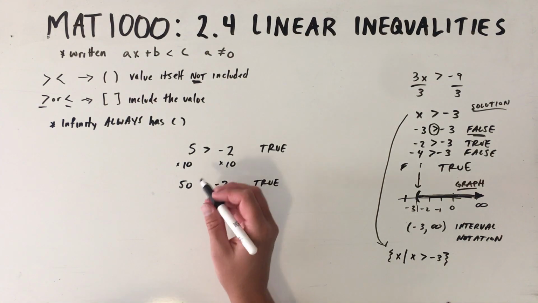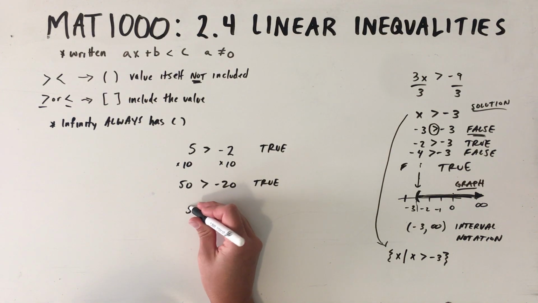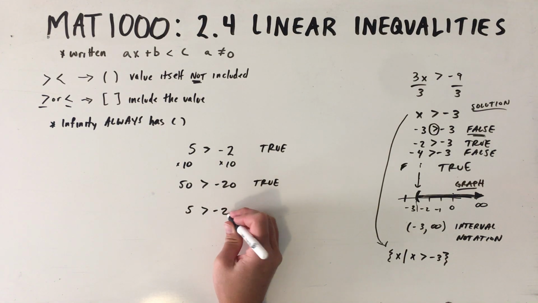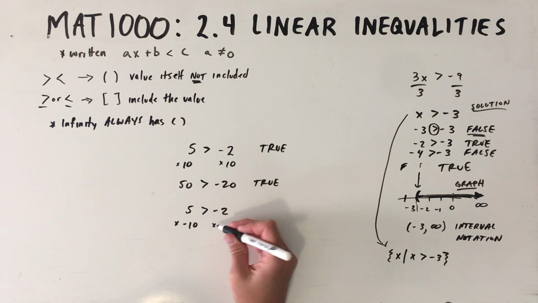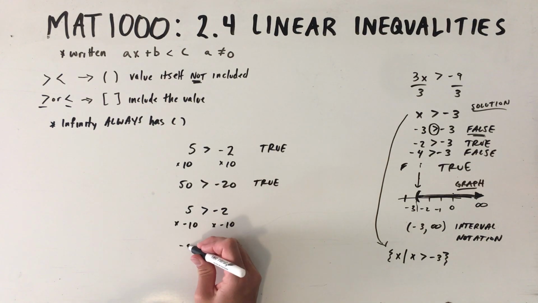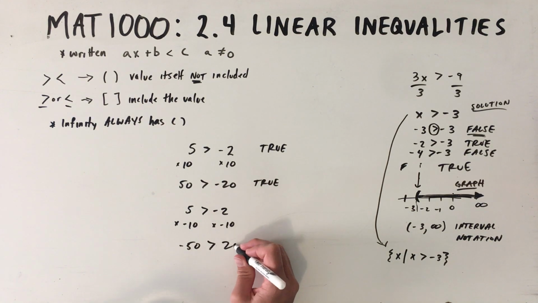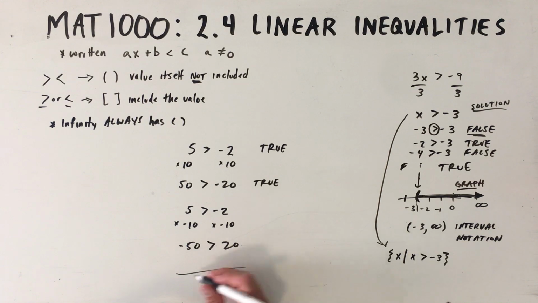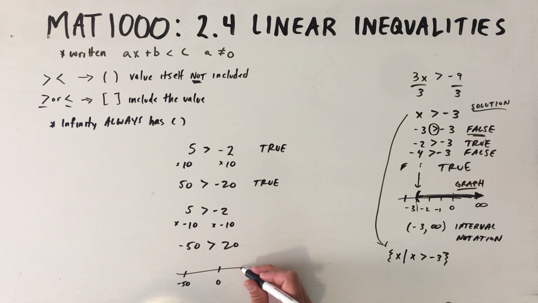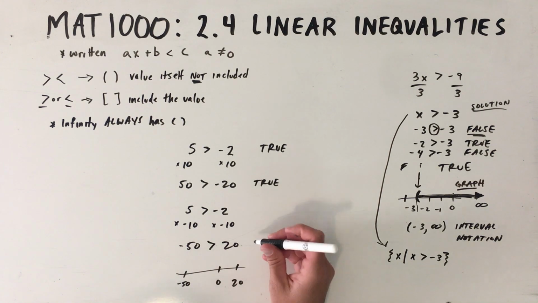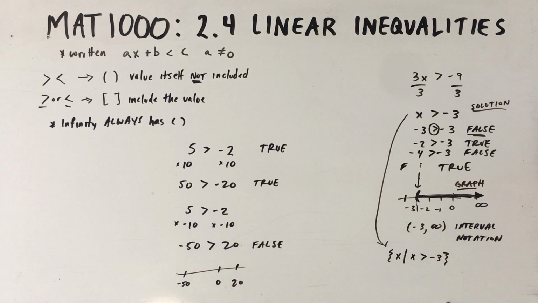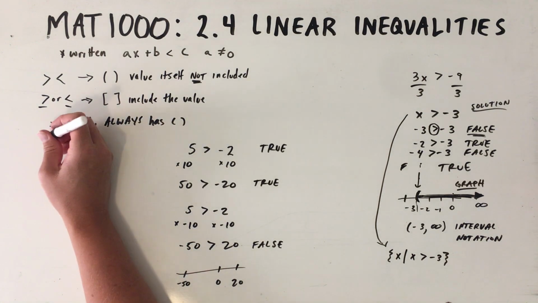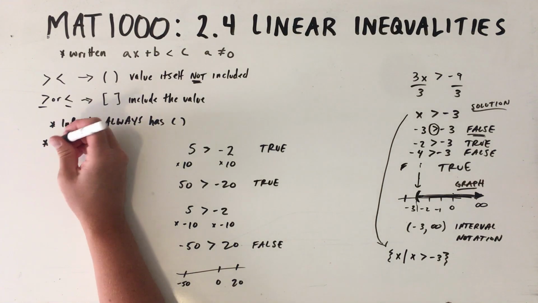If it's positive. What happens though here, if I start again with this 5 is greater than -2, and I times it by a -10, then we get that -50 is greater than 20. -50 is not greater than 20, it's all the way over here, and 20 is here. So this now is a false statement. So what happened here is when you multiply or divide by a negative, you have to flip the sign. Okay, so that is another note to remember.